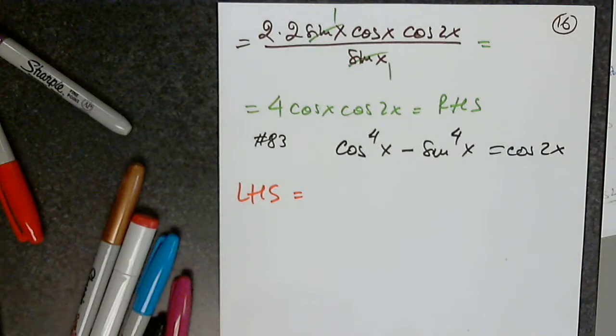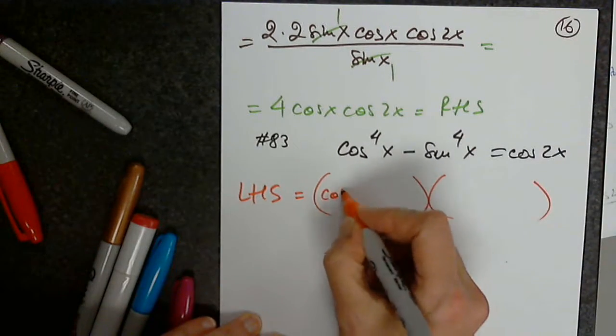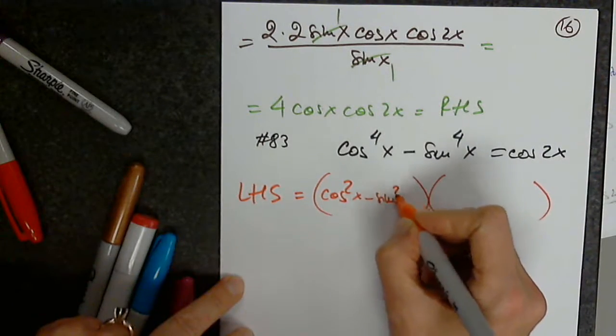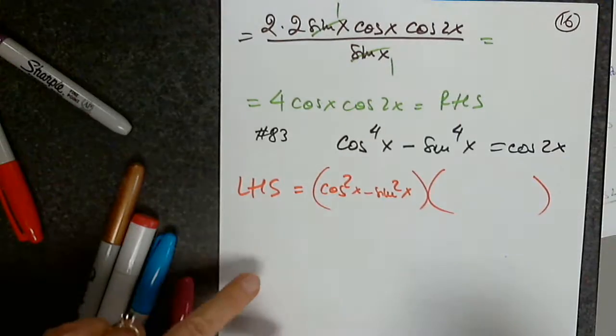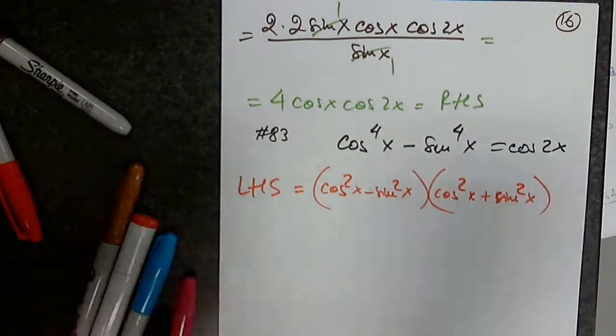So now let's look at this. Cosine to the 4th minus sine to the 4th. It resembles something from two months ago. So cosine squared minus sine squared, times cosine squared plus sine squared. See why I had to do that from the first day of classes? See why?